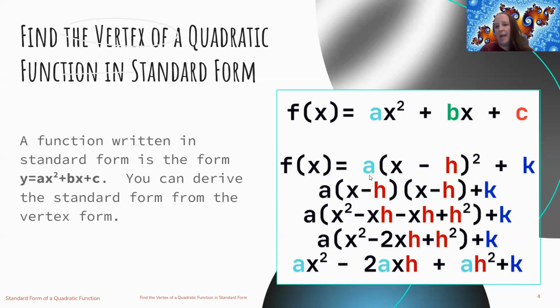So if I have vertex form a times x minus h squared plus k, I can factor out the x minus h. So x minus h times x minus h gives me x squared minus 2xh plus h squared. Okay, I can multiply that a through everything. So I get ax squared minus 2axh plus ah squared plus k. So my a value is a, it doesn't change. My b value is going to be that minus 2ah, and my c value is going to be ah squared plus k.